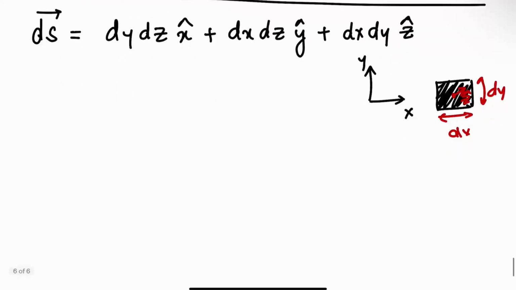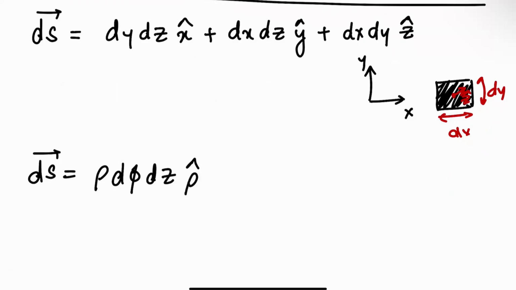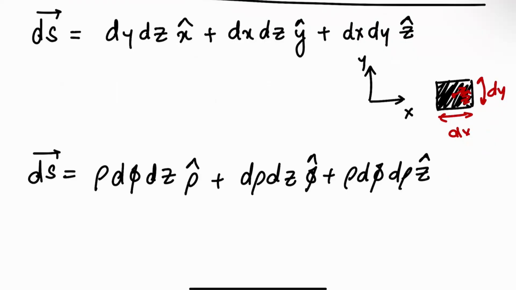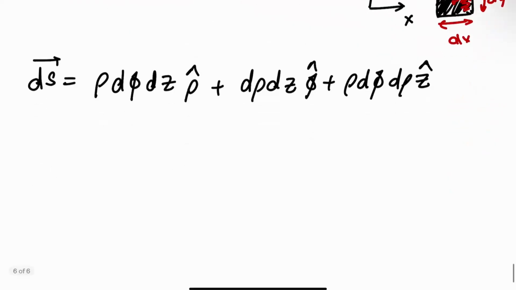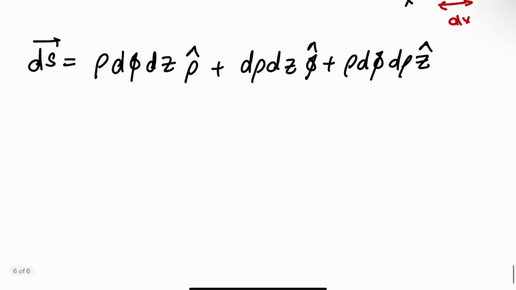Okay. This is probably the part which is most confusing, which is oriented surfaces in cylindrical and spherical coordinates. So let's do cylindrical. The coefficient for rho hat is rho d phi dz, then d rho dz for phi hat, and rho d phi d rho for z hat. Okay, so why is this?